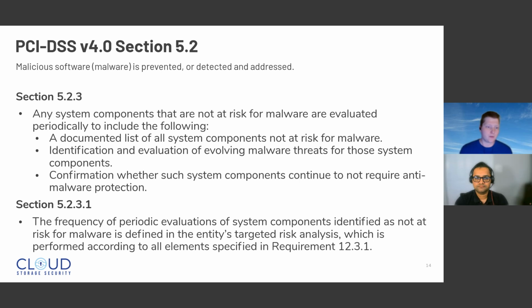Moving forward through 5.2, any system components that are not at risk for malware need to be evaluated periodically to include any of the following. And so this essentially comprises an audit of where that cardholder data is stored and whether or not there's a place where malware could find its way in. These periodic evaluations need to be defined in requirement 12.3.1. But for best practices, CSS recommends that these audits are performed monthly.